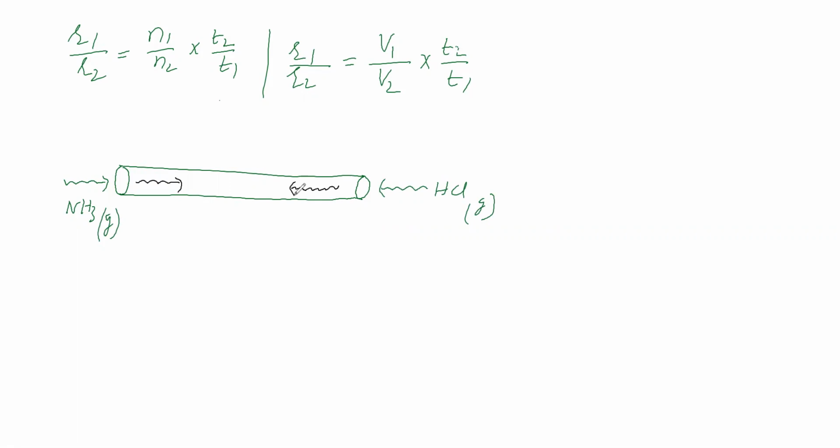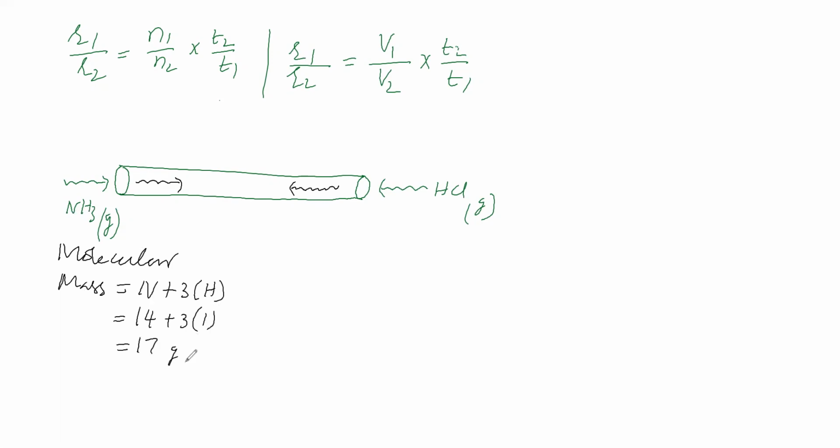Now we can consider the molecular mass. Molecular mass of ammonia means atomic mass of nitrogen plus 3 times atomic mass of hydrogen. Atomic mass of nitrogen is 14, plus 3 into atomic mass of hydrogen, which is 1. So molecular mass of ammonia is 17 gram per mole.